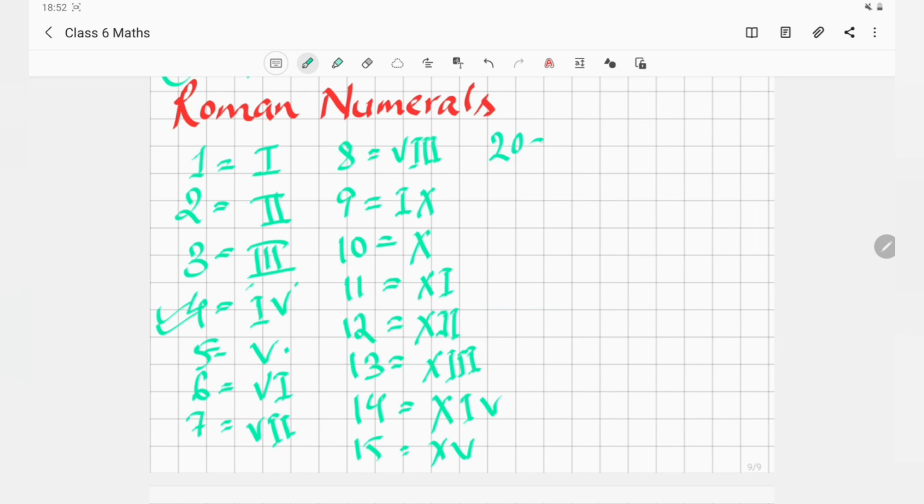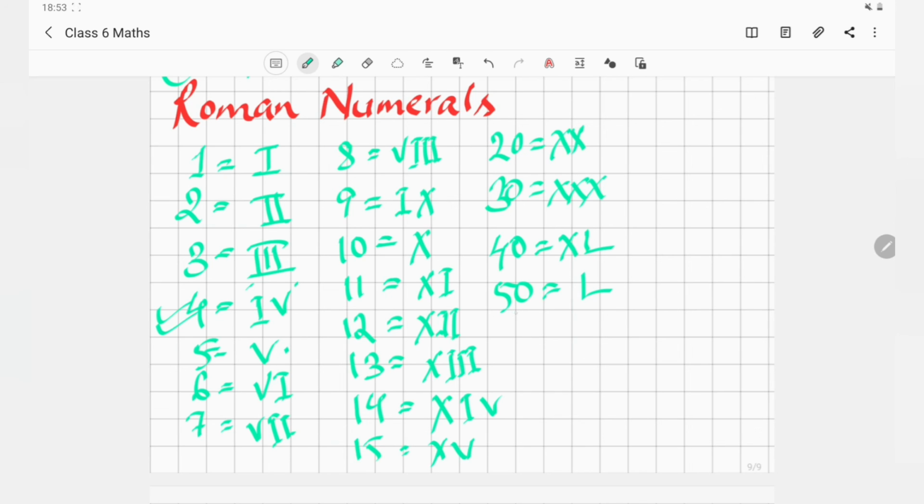20 will be what? 20 will be 2 X's. It is double of 10, right? So it is basically X and X. Similarly 30 is what? 30 will be 3 X's. Now again, one more thing that we have to remember for understanding how 40 is represented is, we have to understand how 50 is represented. 50 is represented by an L, right? And what is 40? 40 is 10 less than L. So we'll place an X before L, like we are placing an I before 5 to represent 4. Or to represent 9, we are placing an I before X. Similarly, for representing 40, we will be placing a 10 before 50, that is X before L.